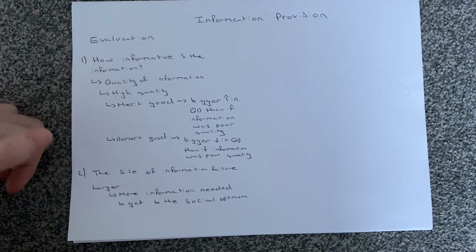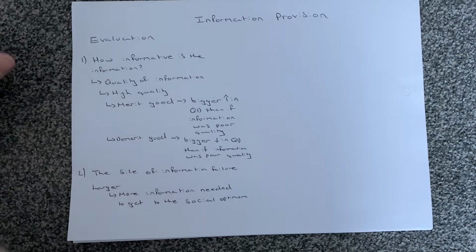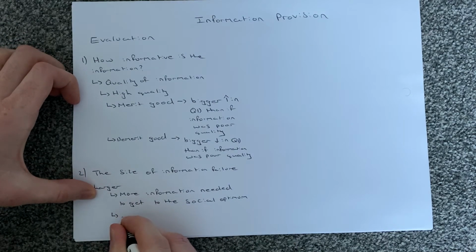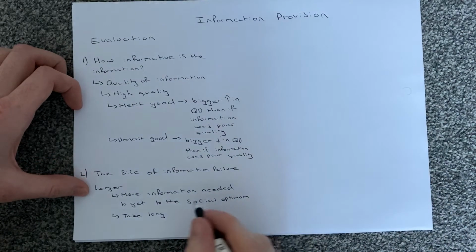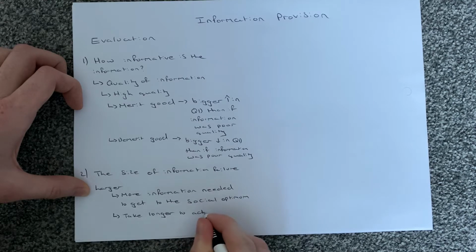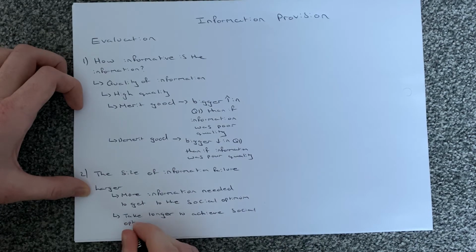And obviously, on the other hand, if the size of the information failure was particularly small, obviously less information would be needed to get to the social optimum. So therefore, it could be easier, some may argue. And therefore if the information failure was large, more information would be needed to get to the social optimum, and therefore it would take longer to achieve the social optimum.